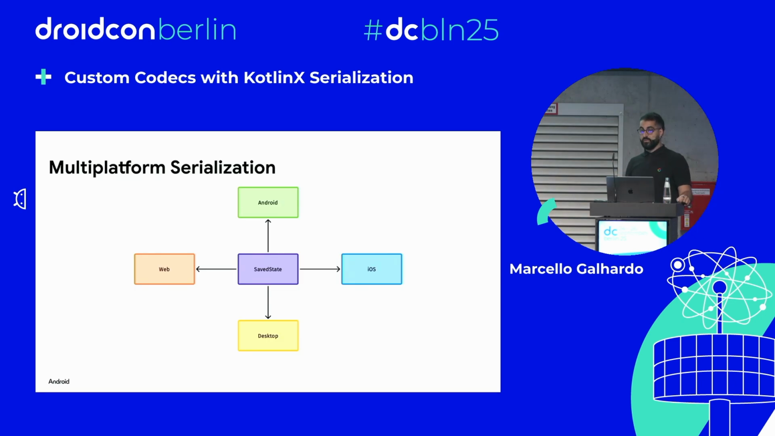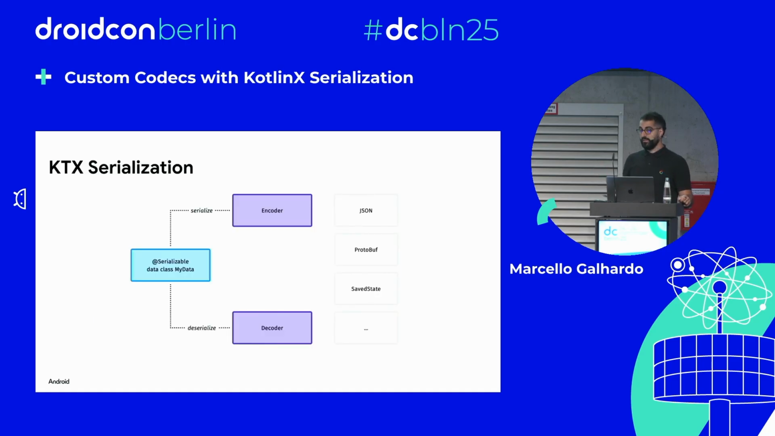So our idea here was simple. We want to build a multiplatform serialization that you can use with SavedState on any platform. So you can encode an object into a form we can store, and later we can decode it back. SavedState doesn't really care about how that happens.